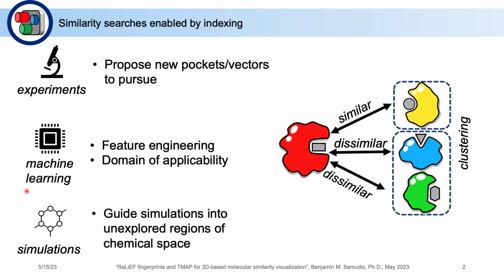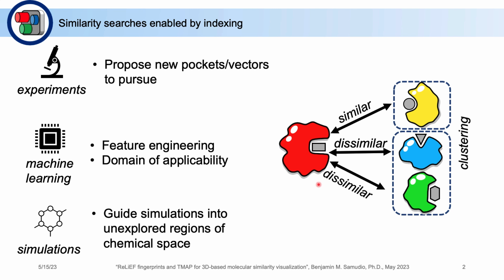Now as an analogy, let's think about the Google search engine. There we can put a search term into the search bar and we can get results back very quickly. Now Google is able to do this because of a process known as indexing. Now imagine if we had a similar process but for chemical structure.